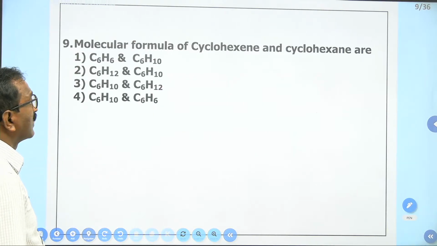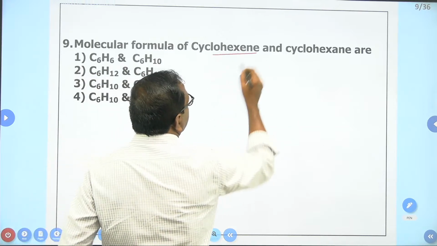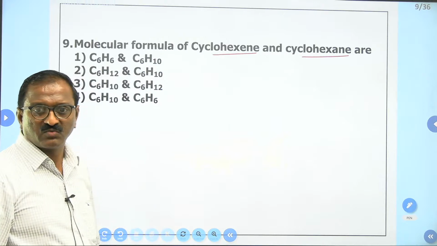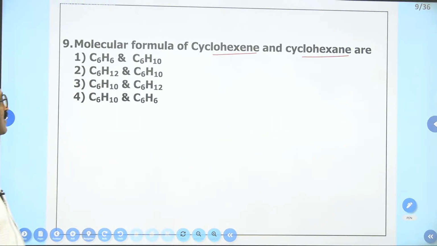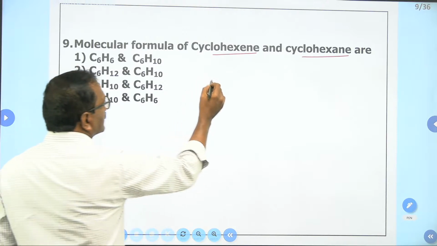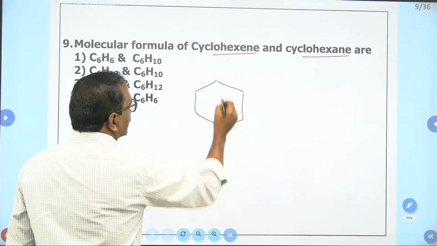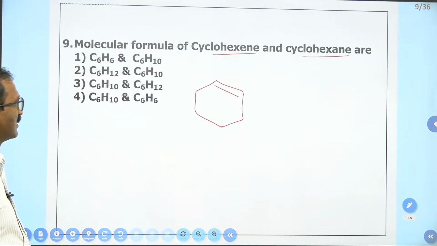Question number 9. Molecular formula of cyclohexene and cyclohexane here. Cyclo means a ring compound here. Cyclo is nothing but a ring compound. You know that this is the structural formula of cyclohexane here. Okay, ene means one double bond should be present here.